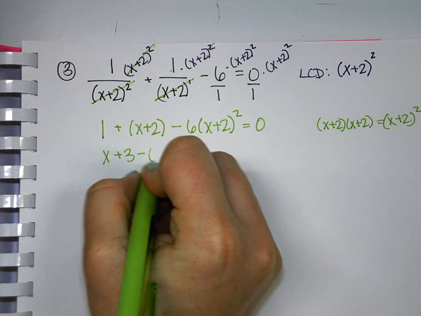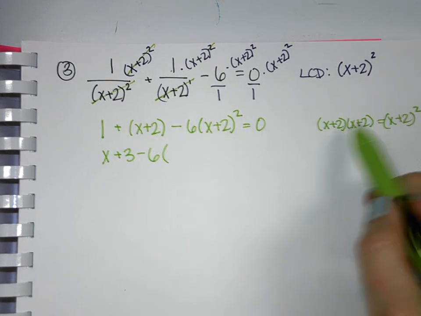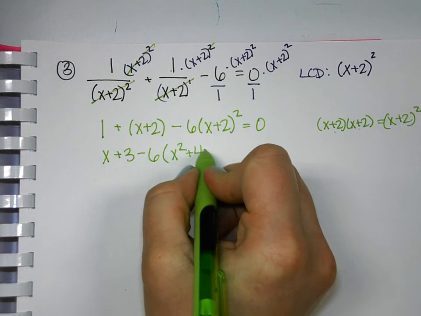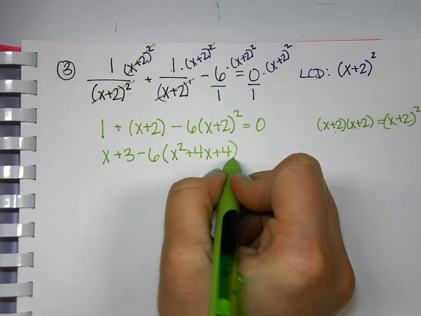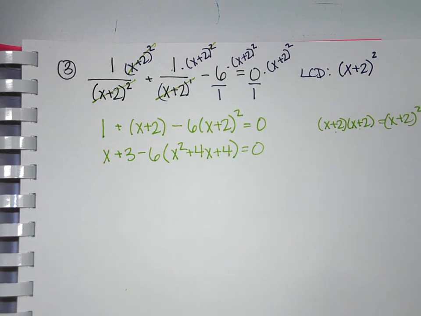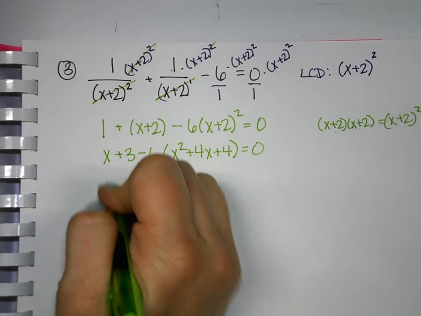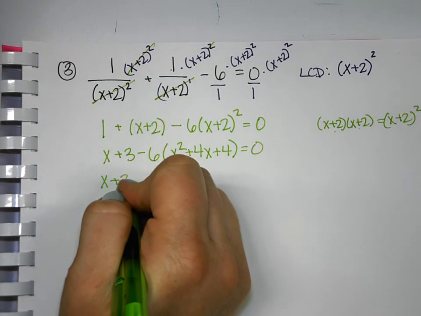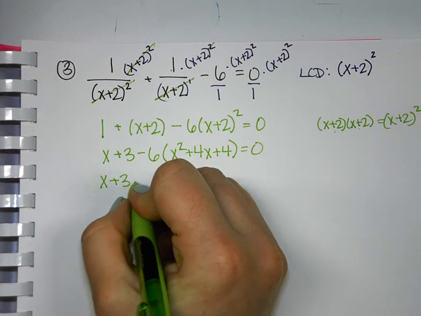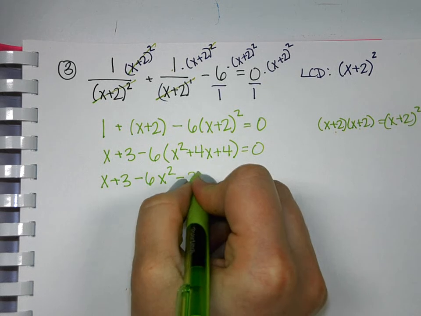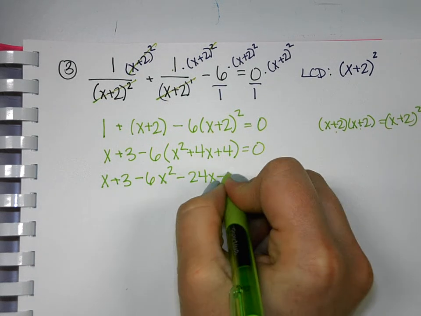Now for this one, I'm going to FOIL these two together. So that'll give me x squared plus 4x plus 4. And I still need to distribute that -6, and I'm going to remember to distribute the negative with it. And when we distribute that negative, it's going to change all the signs on the inside. So -6x squared, -24x, -24 equals 0.